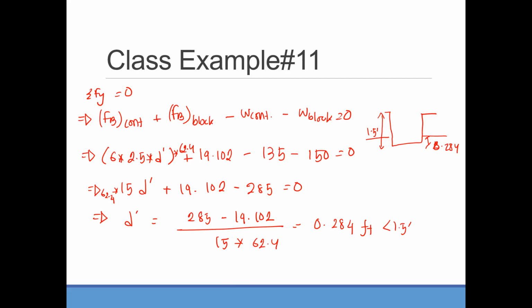So in both cases, the container will float. Okay, so that's the end of buoyancy. In the next part, I will cover stability. Thank you.